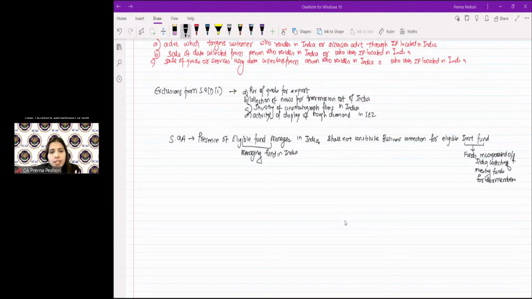So basically what they say is that if these conditions are fulfilled, then it's an eligible investment fund, there is an eligible fund manager. If these conditions are satisfied, then that fund manager will not constitute the business connection. That's very simple. That's a limited point I wanted to make over here. Are we clear?